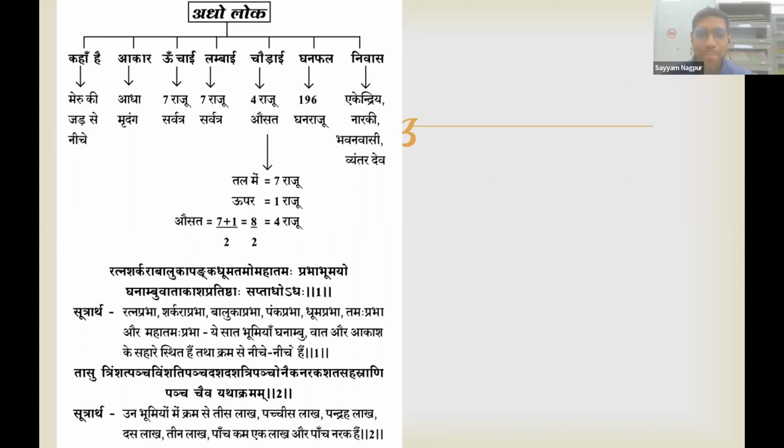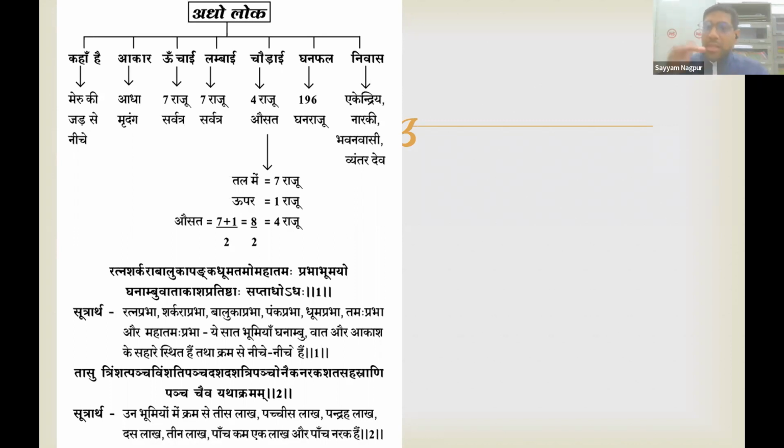So, these are 7 names here. So you can just, without unmuting yourself, just repeat it. Ratna Prabha. Sharkara Prabha. Baluka Prabha. Panka Prabha. Dhuma Prabha. Tama Prabha. Mahatama Prabha. So these are 7, yeah. These are 7 Bhumayaha, means Bhumiya, lands of the Narak.